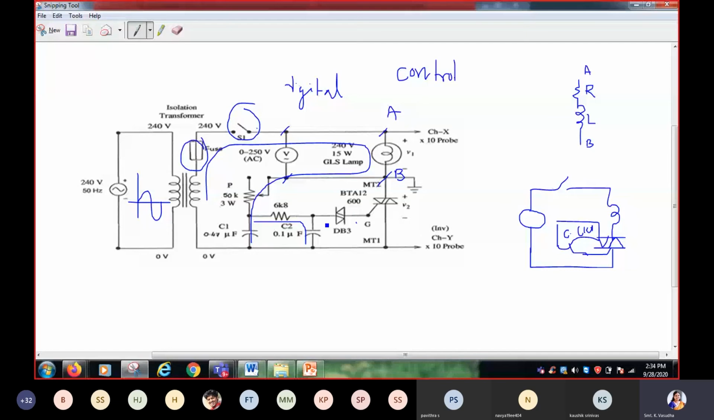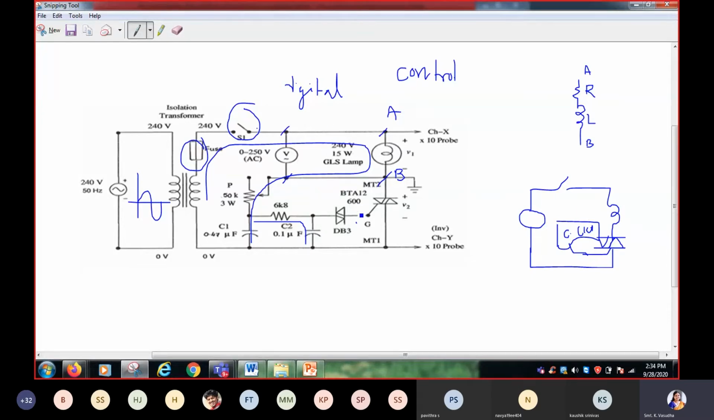Same way for a diac also, the supply voltage should cross a certain value, then only the diac will come into conduction. Okay, it's not fixed for all the diacs. For example, in the case of diodes, all the diodes will be in the same range, like 0.7, 0.71, 0.72, 0.69. The knee voltage will be near or around 0.7.